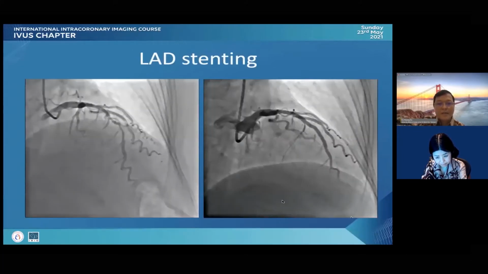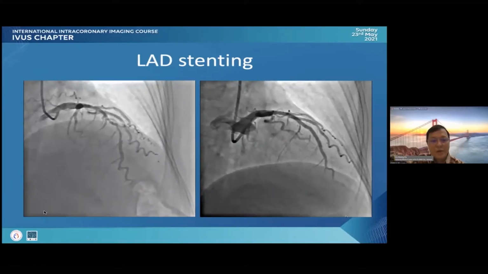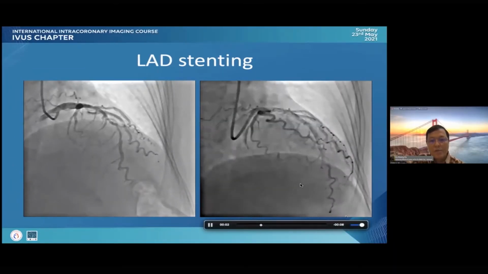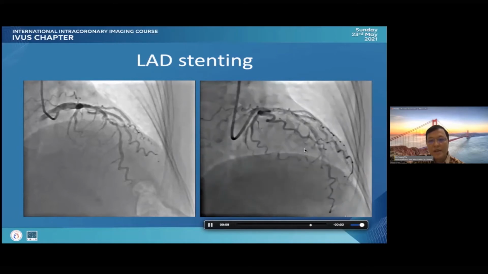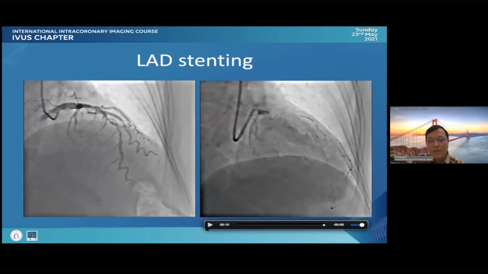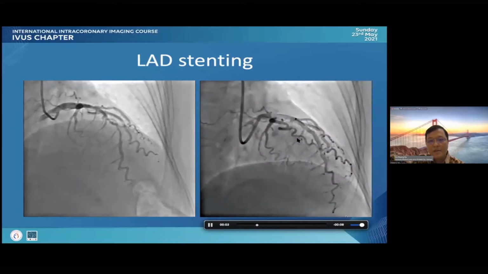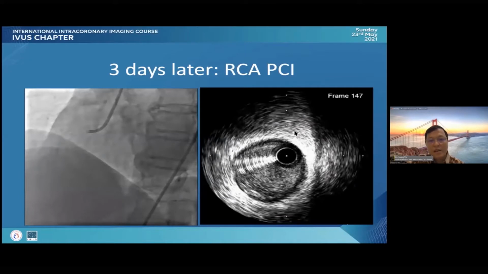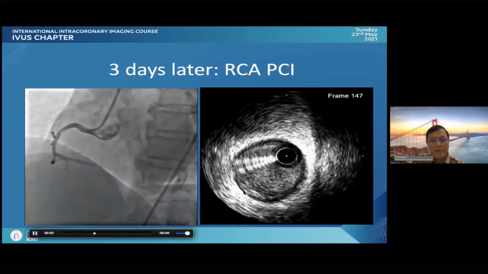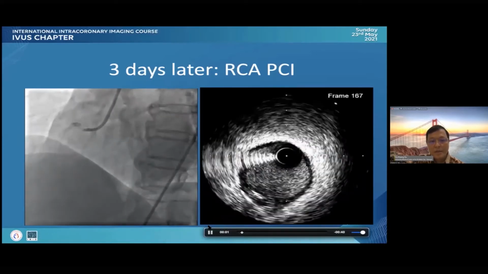Because the LAD lesion is more significant than the RCA lesion, we put a stent. We used an NC balloon, and after that we put a very long stent, 48 by 30 by 48, for the LAD. You see the final result is very good. Three days after the LAD stenting, we took the patient to the cath lab again, took the angiogram and prepared the lesion for the RCA intervention.